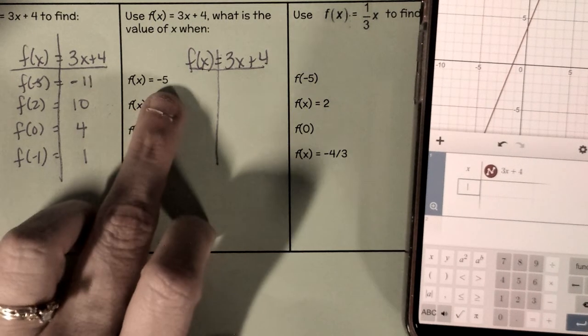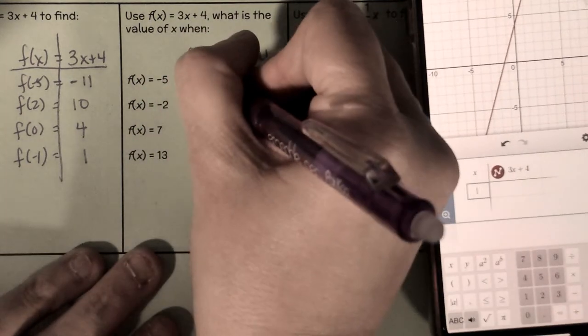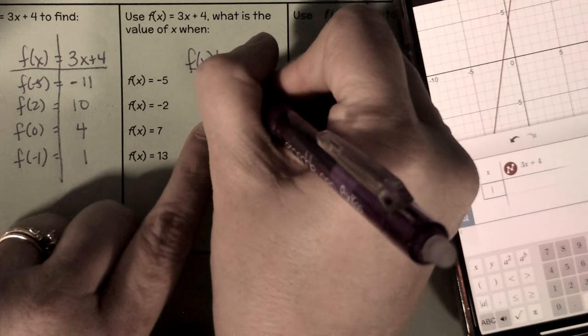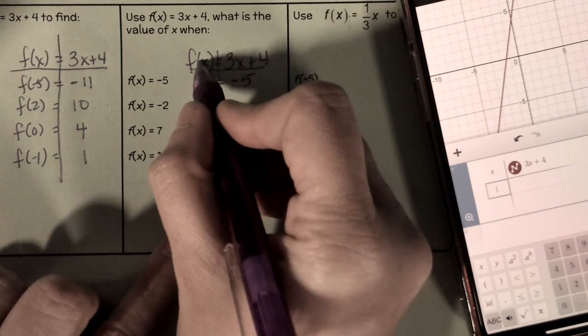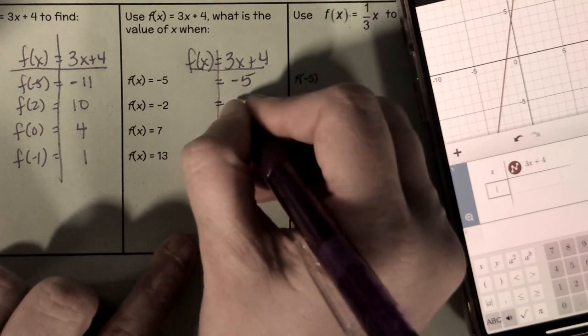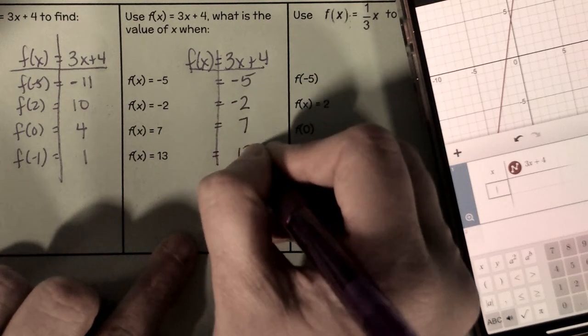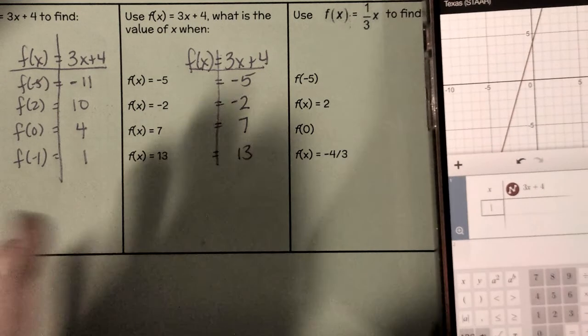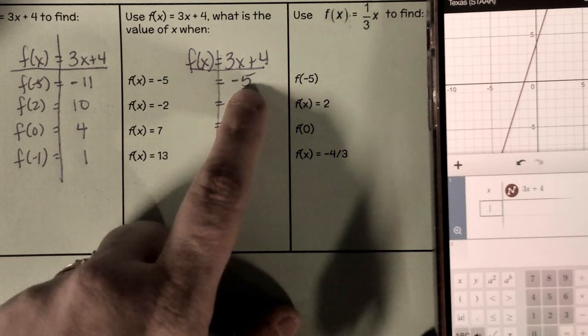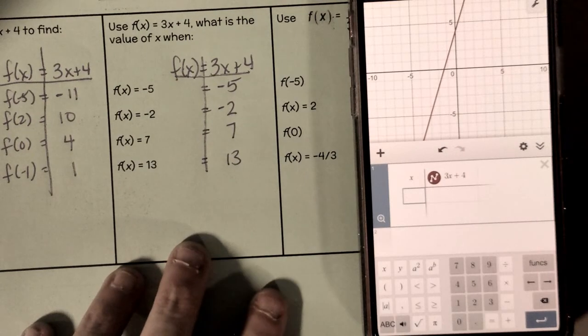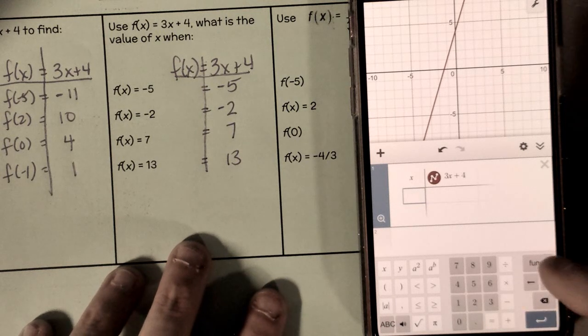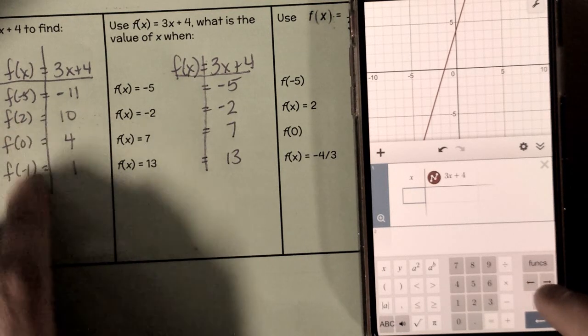Okay, so it says f of x equals negative 5, f of x equals negative 2, f of x equals 7, f of x equals 13. So I'm literally looking for what I plugged in to get this negative 5. So let's put in some numbers. Let's start with, I don't know, it looks like it might be somewhere around there.